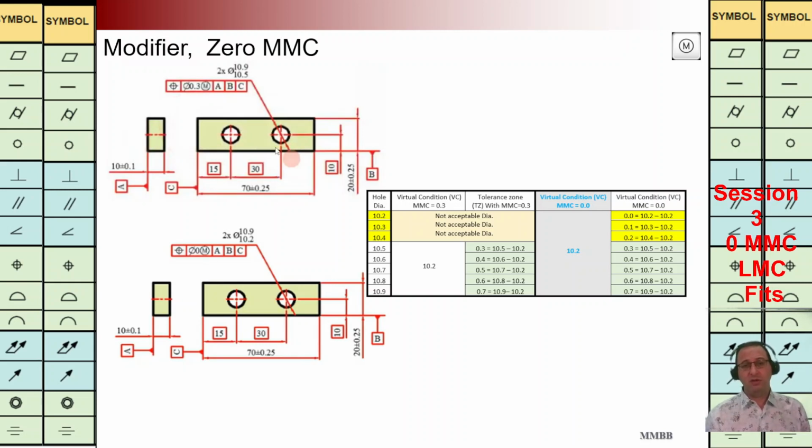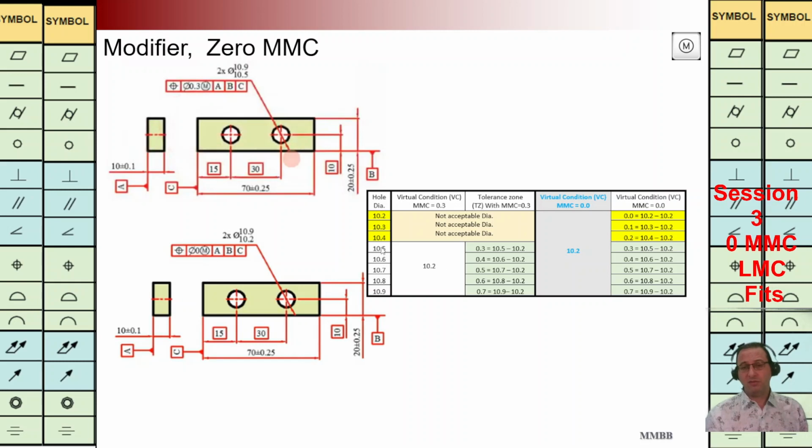We have the hole. The diameter of this hole should be between 10.5 and 10.9. We have the value of MMC equal to 0.3. When we have the modifier, we are going to calculate the virtual condition or virtual boundary. For the hole, we should have the smallest hole, 10.5 minus 0.3, we have 10.2.